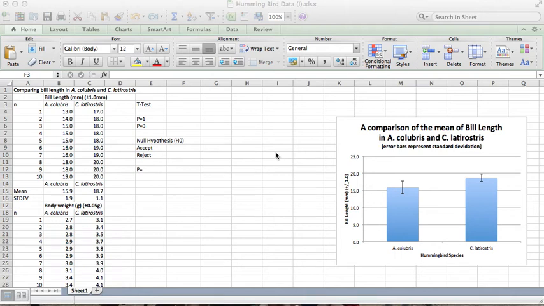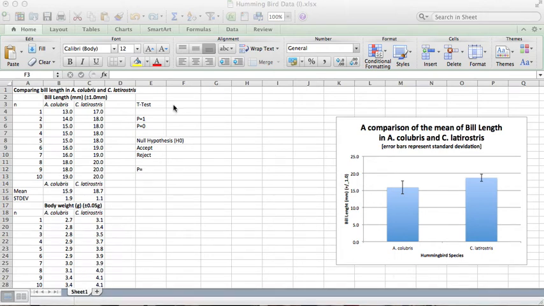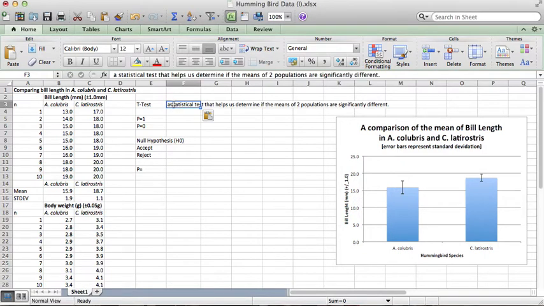and how it's connected to many of the different things that we need to understand. First off, a t-test is a statistical test that helps us to determine if the means of two populations are significantly different. In other words, this is a judgment about how close the means are to each other.